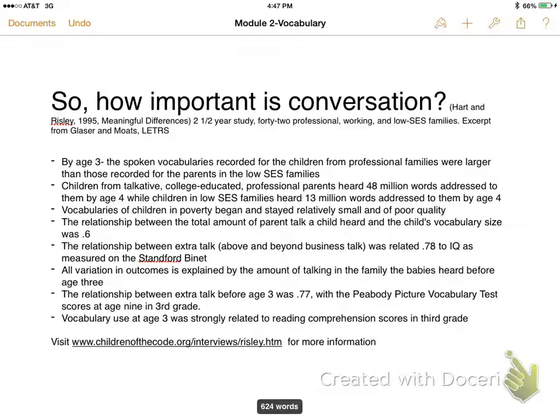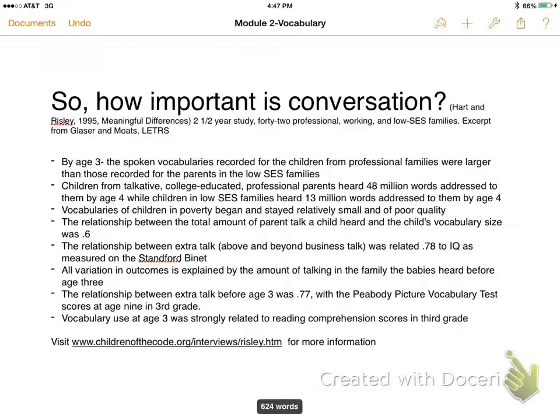The relationship between extra talk before age 3 was a 0.77 correlation on the Peabody Picture Vocabulary Test. It correlated with their vocabulary at age 9 in 3rd grade. Extra talk correlated with vocabulary at age 9, and their reading comprehension at age 9. Vocabulary use at age 3 could be correlated with reading comprehension scores in 3rd grade.